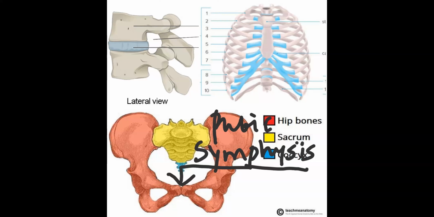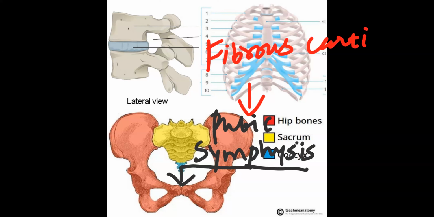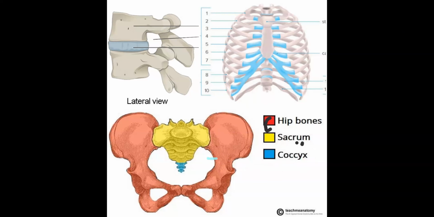Do you remember which cartilage in it? Fast, rapid reply. Fibrous cartilage. That is one example of cartilaginous joint.